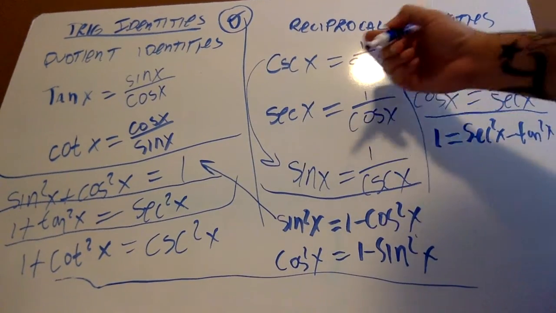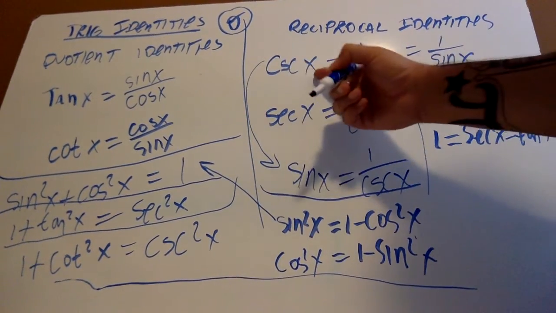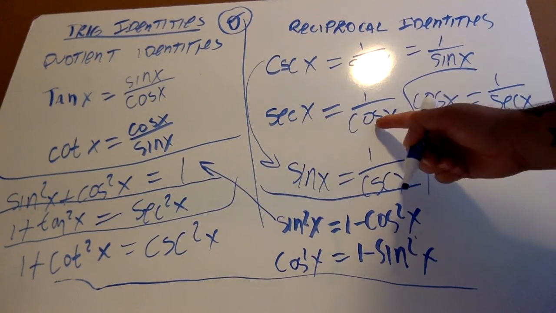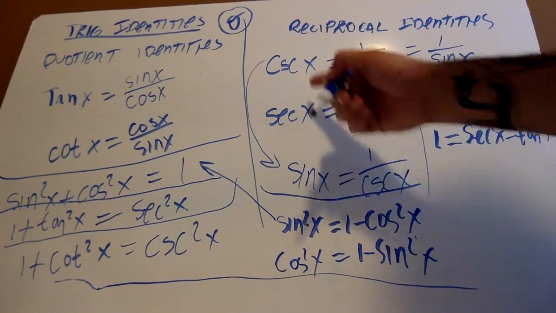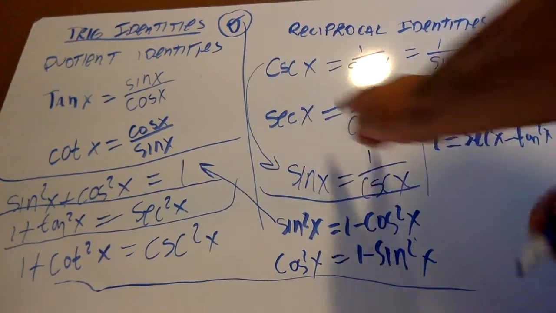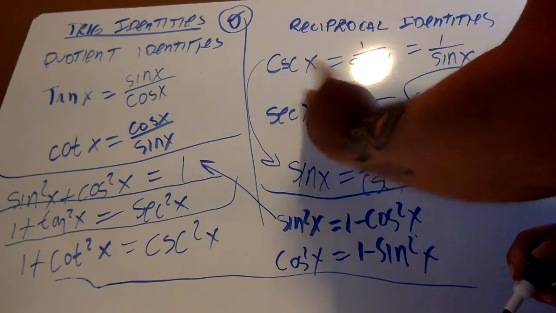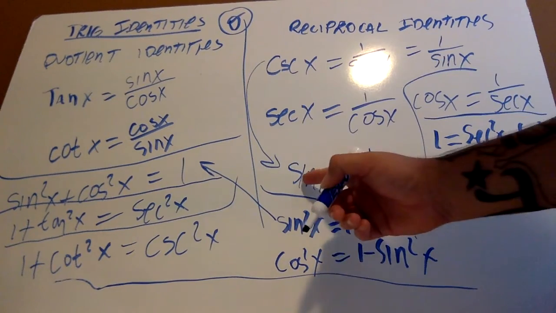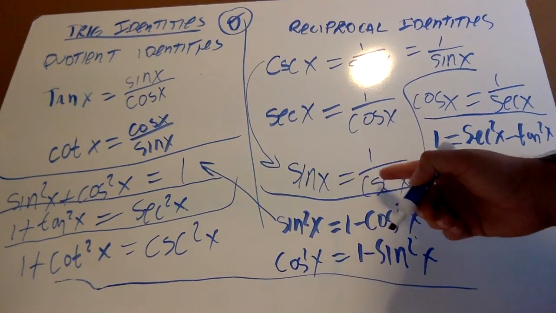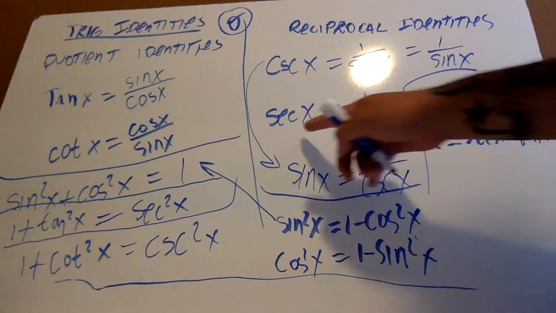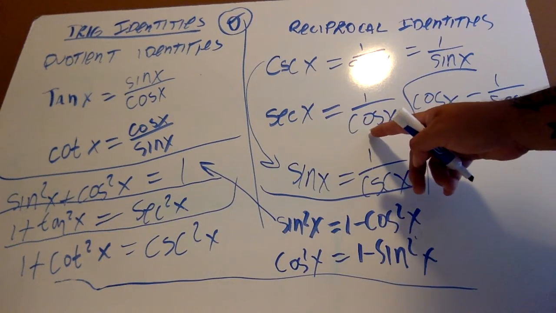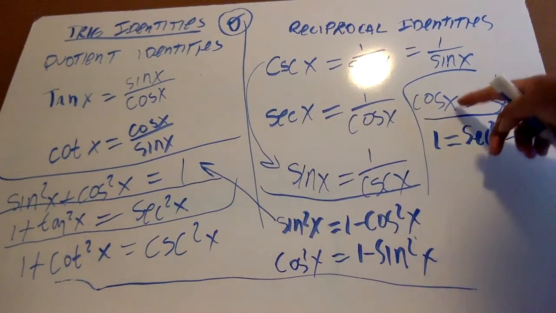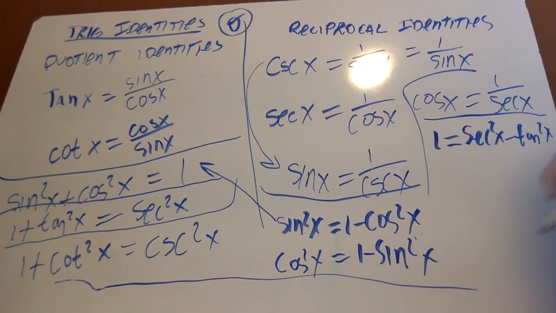And then if we go here, the reciprocal identities: cosecant x is equal to 1 over sine. Secant x is equal to 1 over cosine x. And then, like I said before, if you flip them, instead of cosecant equals, you put sine equals 1 over cosecant. So they just flip. The same thing with secant equals 1 over cosine. If you flip this, you get cosine x equals 1 over secant x.